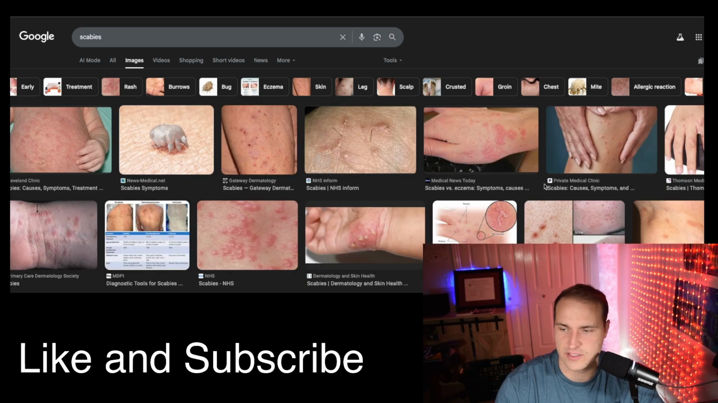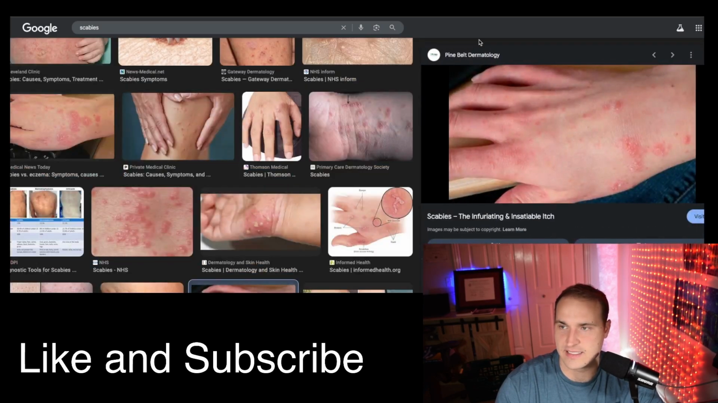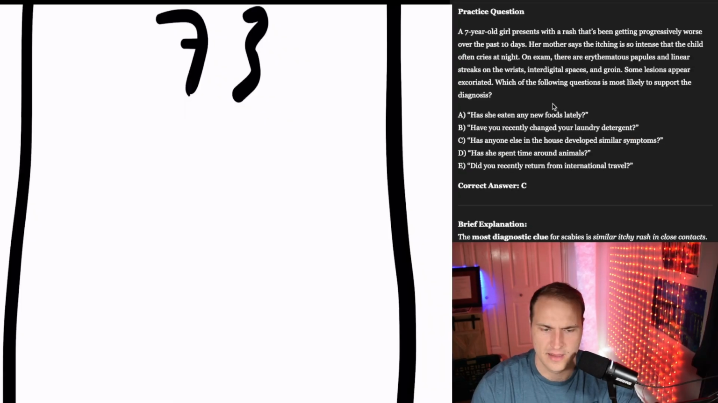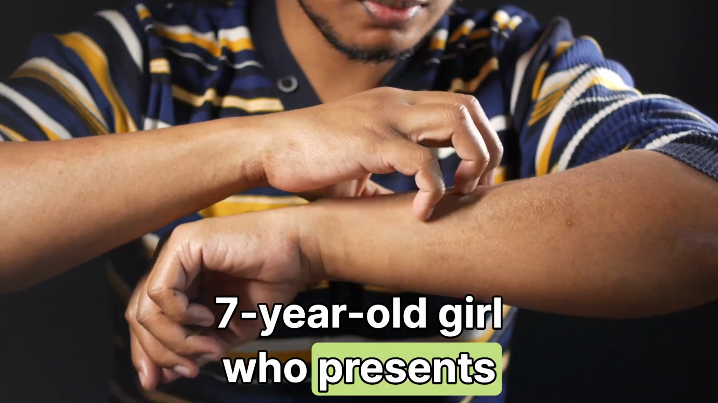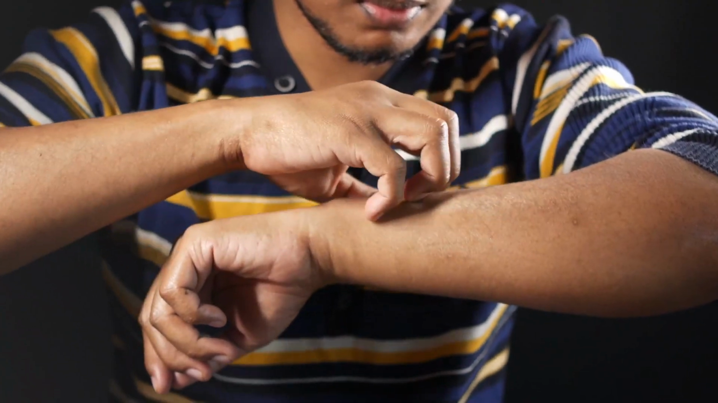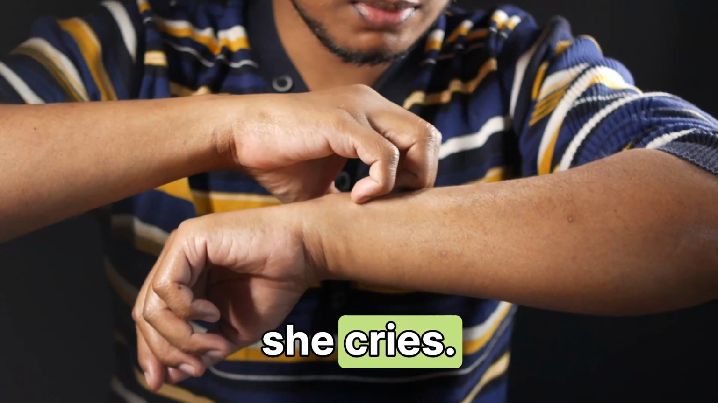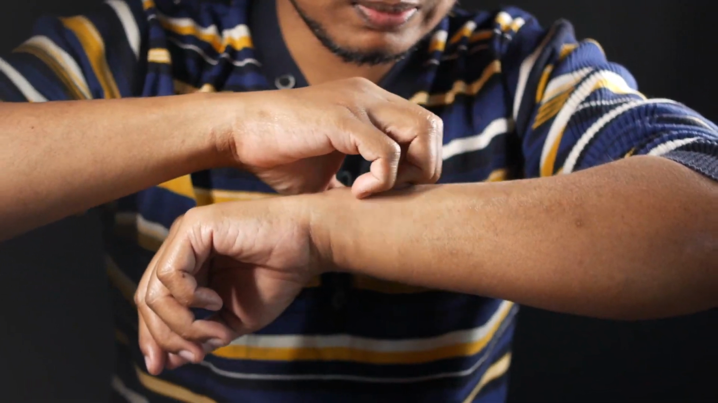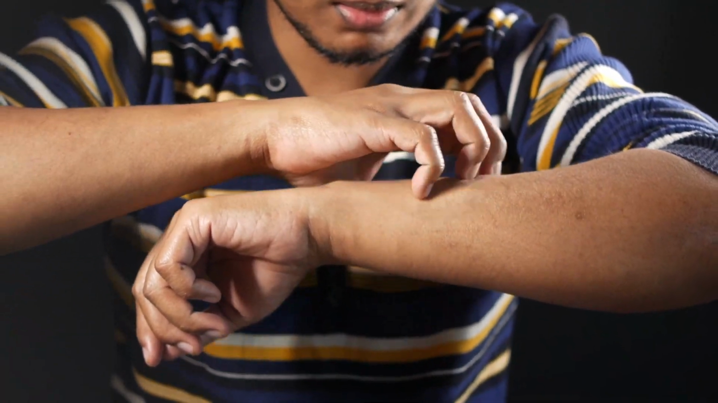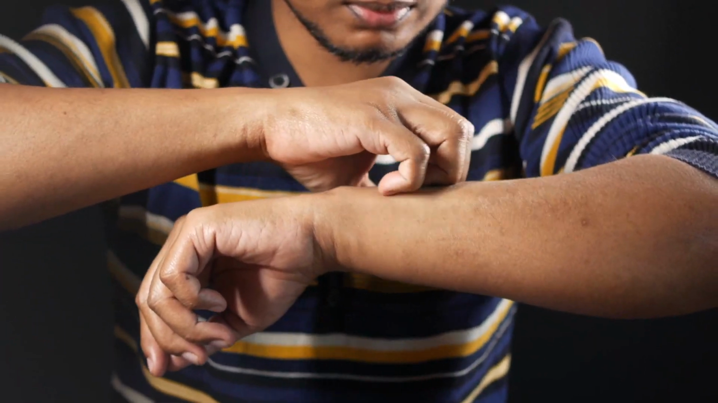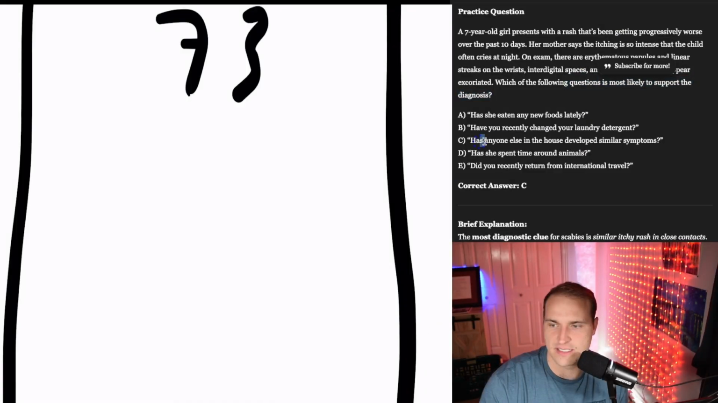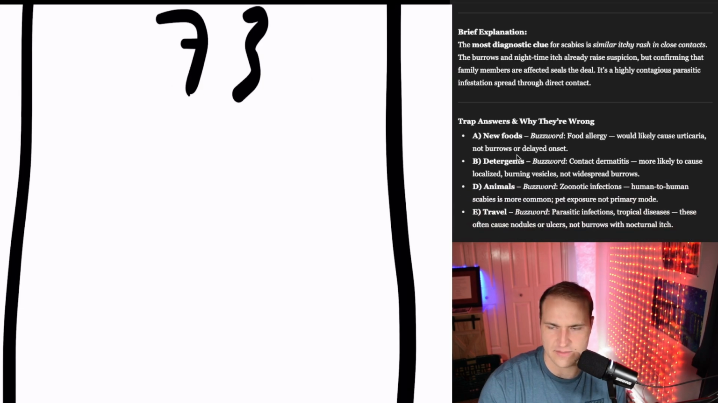All right, so for this question, they're going to give you some version of this, maybe especially on the hands. They always love this type of picture. And then they're going to say there's a 7-year-old girl who presents with a rash that's getting worse. Her mom says the itching is so intense that she cries. There's erythematous papules and linear streaks on the wrists and also the groin, interdigital spaces as well. What's most likely to support this diagnosis? Has anybody in the house had this as well? So this is scabies. It's going to be itchy rash in close contacts. All right, here's the explanation and the answers.